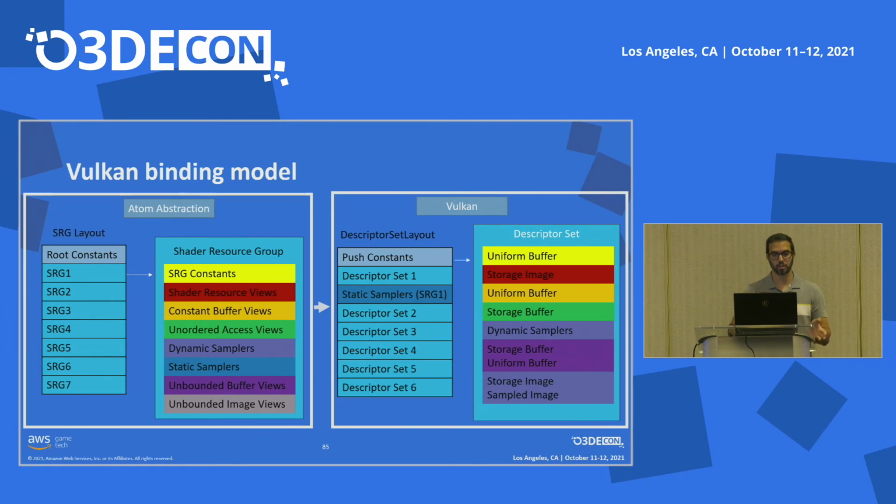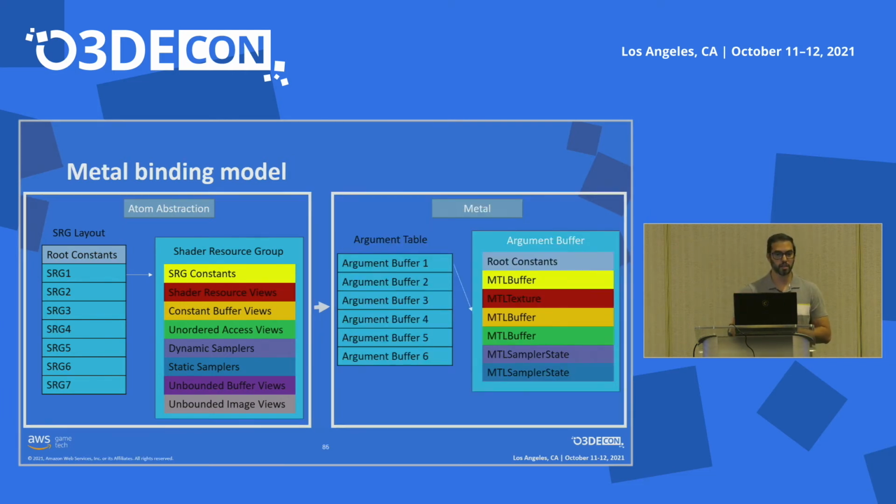Same thing with Vulkan. Vulkan has descriptor set layouts. Essentially, an SRG becomes a descriptor set, and a descriptor set contains all the information. And Metal has argument tables and argument buffers. Exact same concept. All the SRGs get turned into argument buffers, and then argument buffers can have a Metal buffer or texture. Metal is kind of different. It essentially just has this concept of buffer, and a buffer can be a buffer view. Same thing with the texture. And all the root constants are actually part of the argument buffer, so it's a little bit slower.